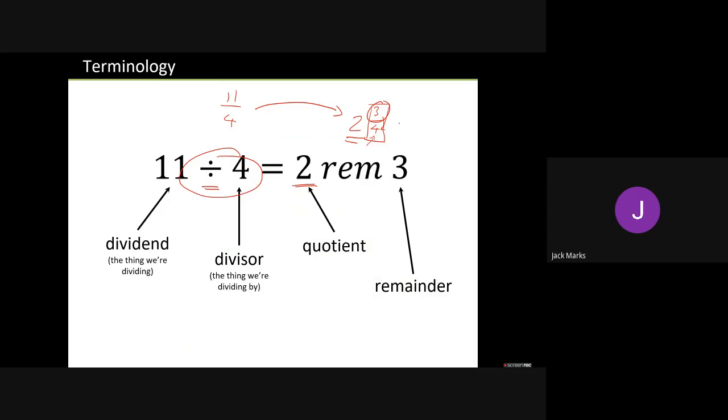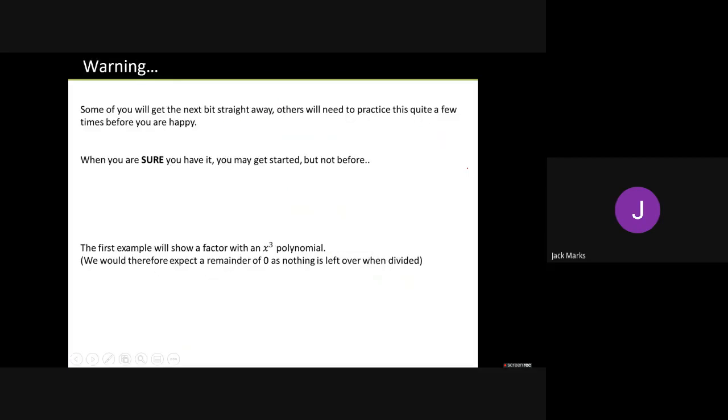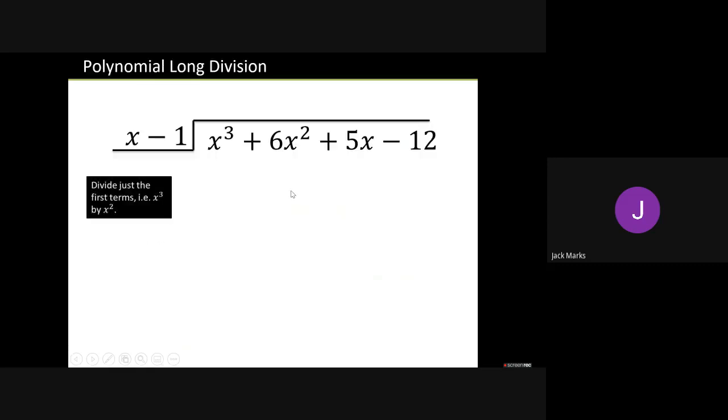And the way that this kind of works in the book is you get lots of exact answers with no remainders to begin with. And then later on, it moves on to questions where there's a remainder. If you've done this before at Further Maths GCSE, you might be very comfortable with this. For other people, you're going to need to practice this quite a few times. But it's very much one of those things where once you get it, you get it.